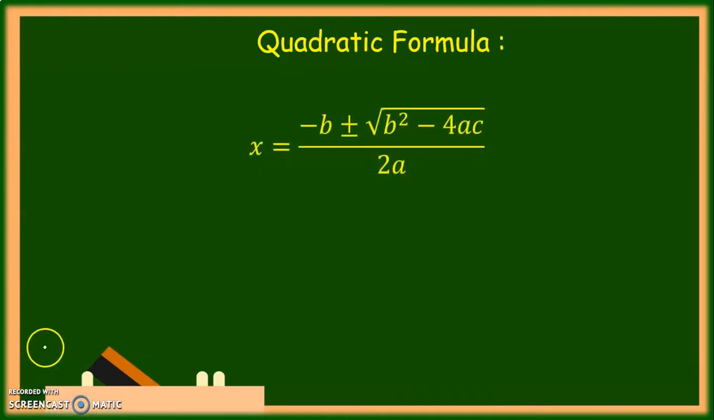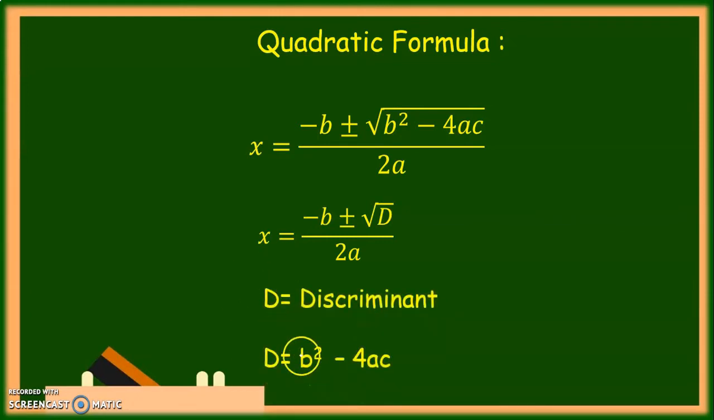The quadratic formula is represented as x equal to minus b plus or minus under root b square minus 4ac, divided by 2a, or we can represent it as x equal to minus b plus or minus under root d divided by 2a, where d is known as the discriminant, and we can write d equal to b square minus 4ac. So in place of b square minus 4ac, if you write d, then our formula becomes minus b plus or minus under root d divided by 2a. This is the quadratic formula, and we can solve any quadratic equation using this formula.